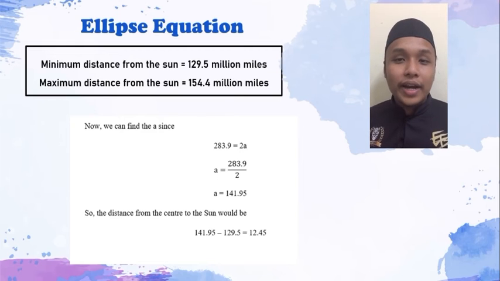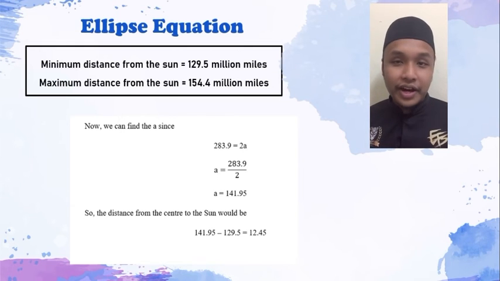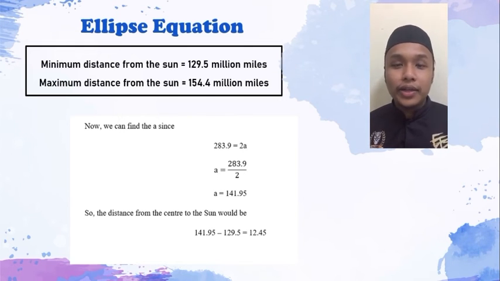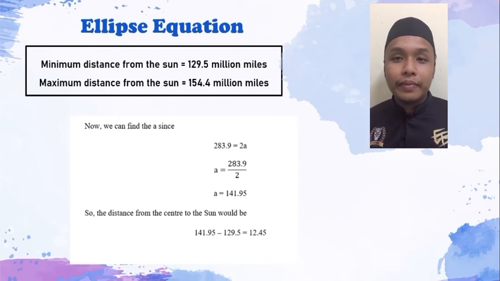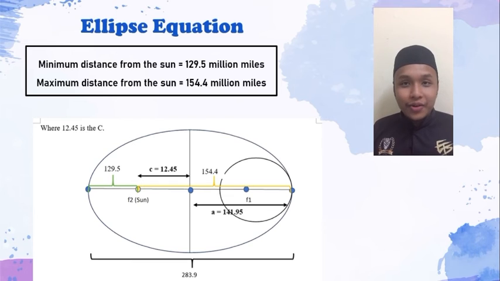When we have a, we can find the distance from the center to the Sun. We subtract 129.5 from 141.95 and we get 12.45 million miles. Now we have all the information. The total distance is 283.9 million miles, a is 141.95 million miles and c is 12.45 million miles.